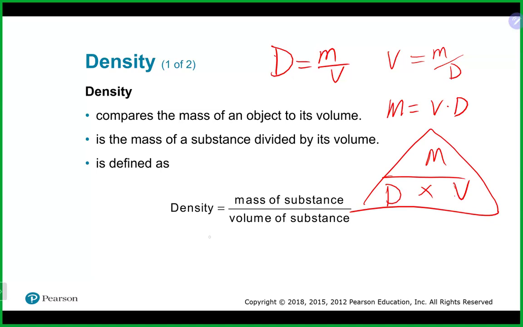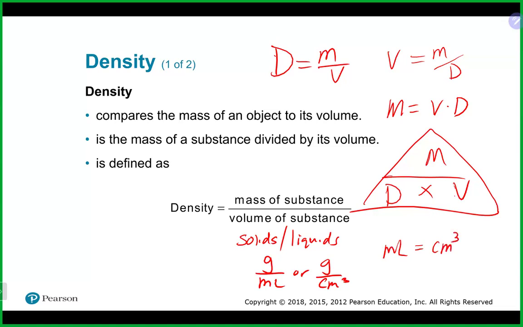So in terms of units for density, typically for solids and liquids, they have units of grams per milliliter or grams per cubic centimeter. Remember that a milliliter is equal to a cubic centimeter. It is a one-to-one relationship. We really don't come across it too much in this class, but when you deal with gases, the units of density for gases are typically grams per liter. I would say for us, pretty much these are going to be the two units that you will mostly see.